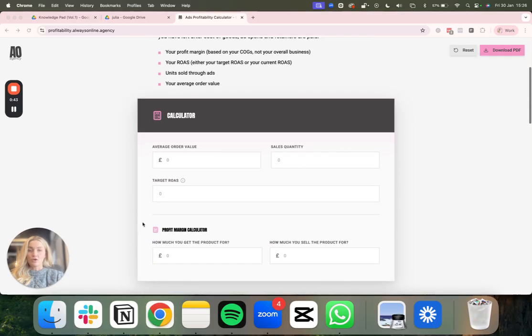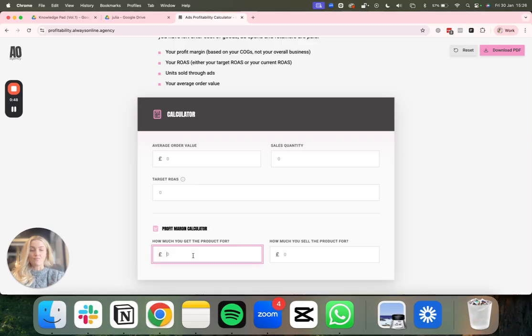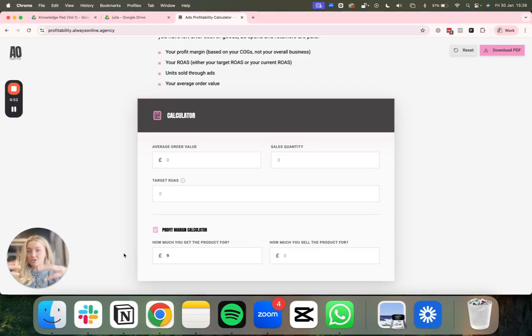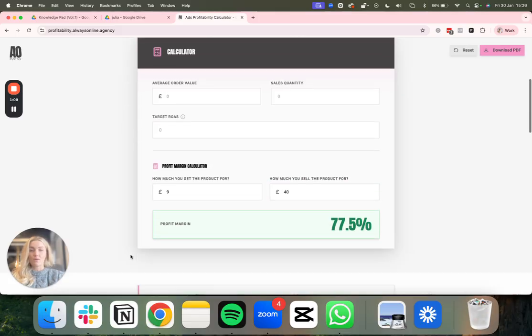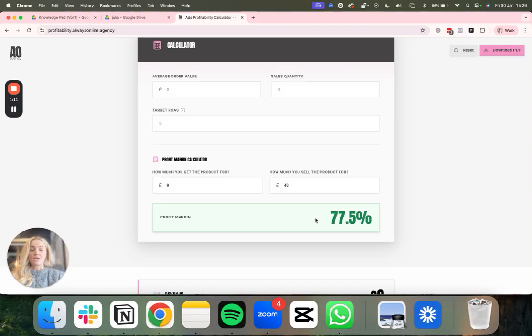Once you have that, you go down to the profit margin calculator, and I'm just going to take some figures out of thin air. For my ecom, I get my goods for £9. That's how much it costs to get it to my warehouse here in the UK. For example, VAT, fulfillment, shipping, that should not be included. This is just to get it to here. And I sell it for, let's say, 40 quid. The profit margin is then 77.5% markup, which is a really healthy profit margin for most e-com brands.